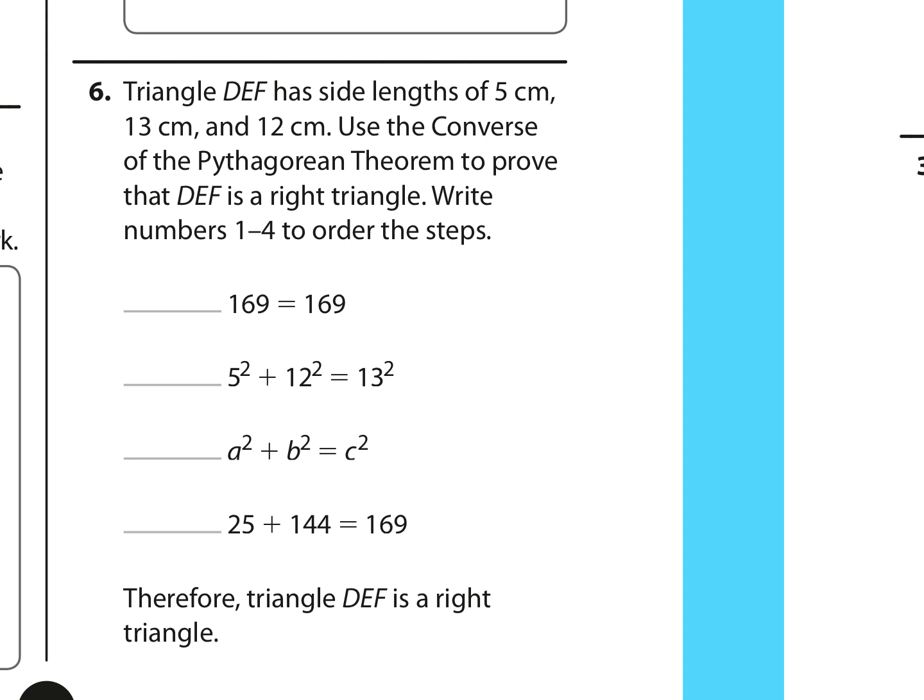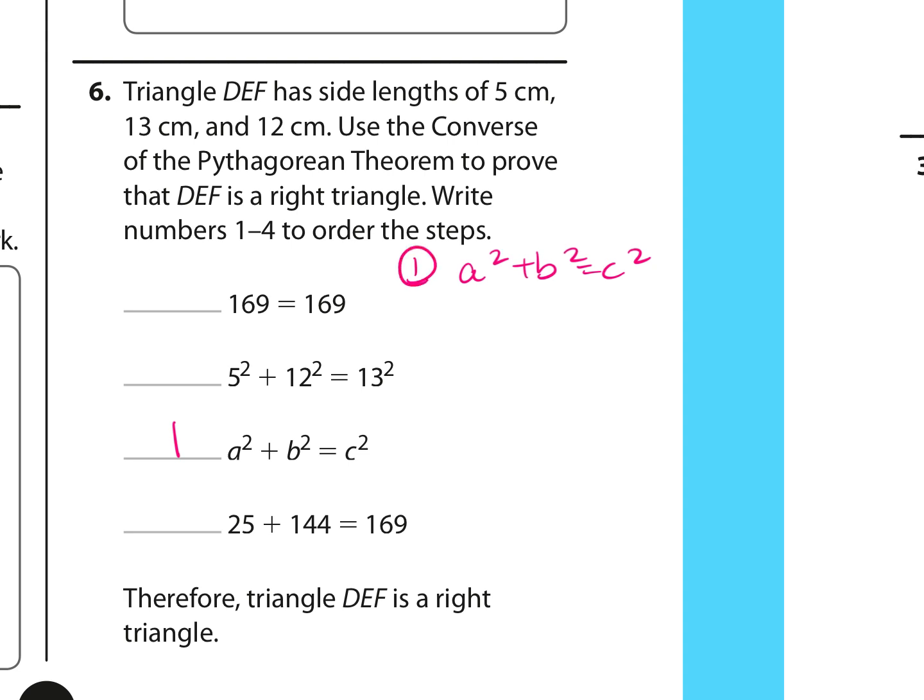Number 6, triangle DEF has side lengths of 5, 13, and 12 centimeters. Use the converse of the Pythagorean theorem to prove that DEF is a right triangle. Write numbers 1 through 4 in order to order the steps. So for using the converse, it's just saying that if it fits a squared plus b squared equals c squared, then it is a right triangle. So that's our first step.